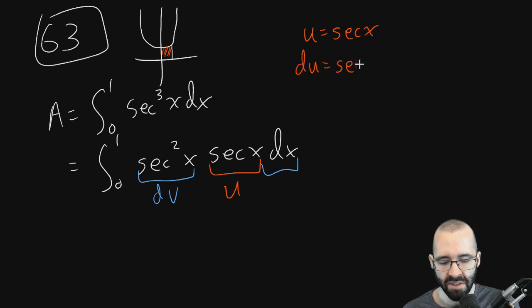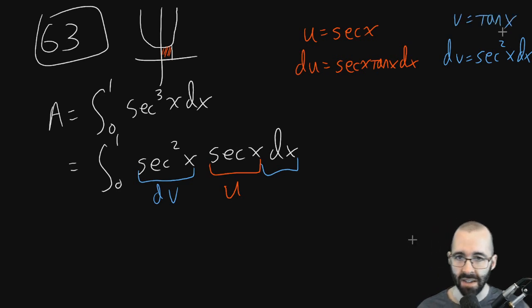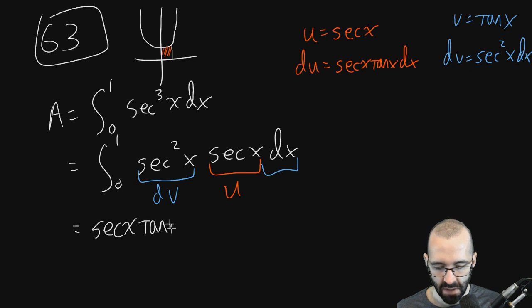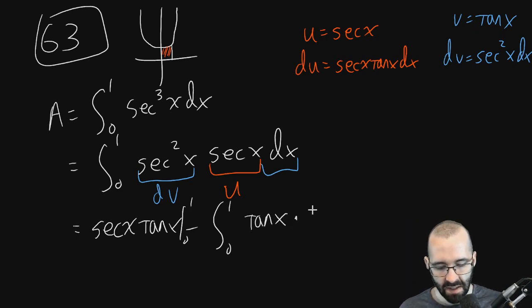du will be the derivative of secant, which is secant times tangent. dv is secant squared. v is tangent. So we're just hoping that this doesn't get worse. So u times v, which is secant times tangent, minus the integral, again, this is from 0 to 1, of v du. Tangent x times secant x tangent x.